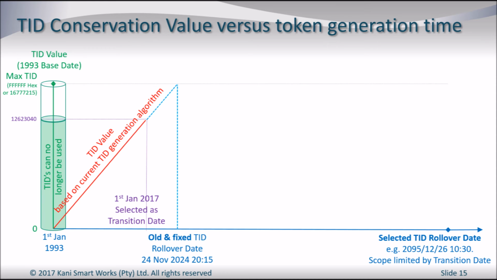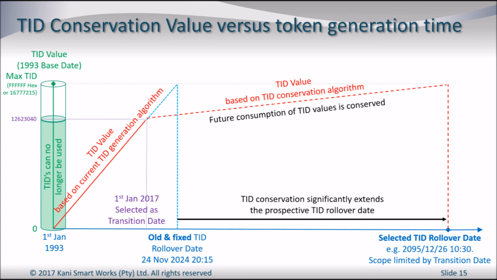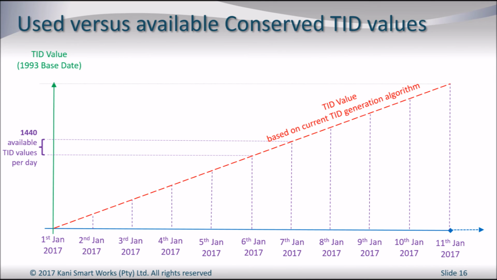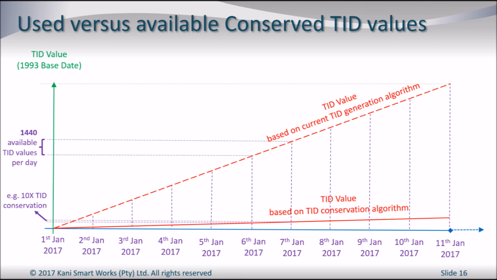A utility that wishes to adopt the TID conservation algorithm selects a particular date from which the algorithm will be applied, which we refer to as the transition date. You can see from the vastly reduced slope of the graph how the TID rollover date is greatly extended from the 2024 limitation. The TID conservation algorithm is parameterized. That means that the utility can choose the exact nature of which the algorithm should be based. If we zoom in for a particular 10-day period, we can see that in this particular example, a 10 times improvement can be used to conserve TIDs based on the remaining TID values from 2017.